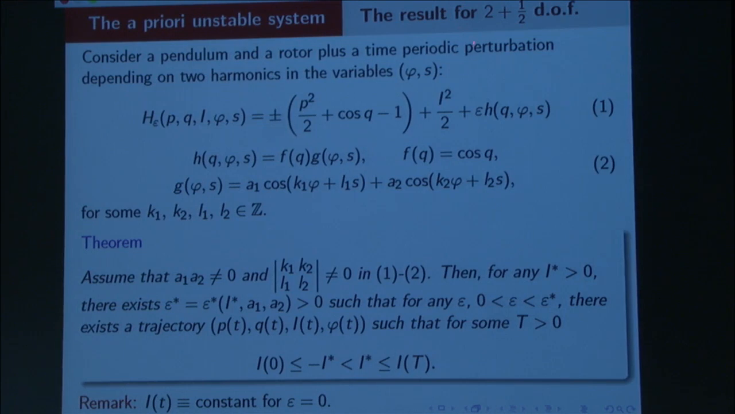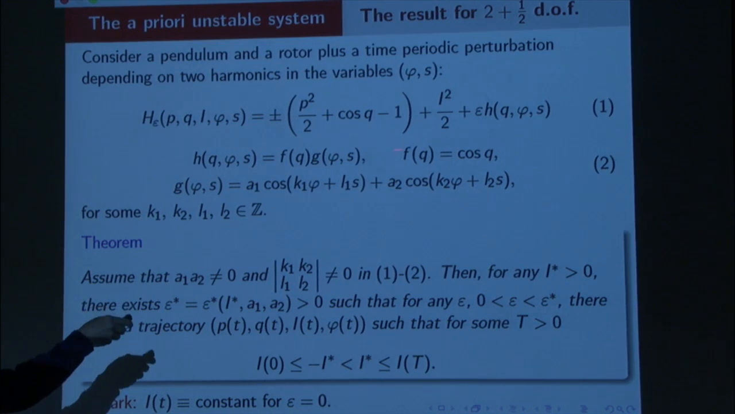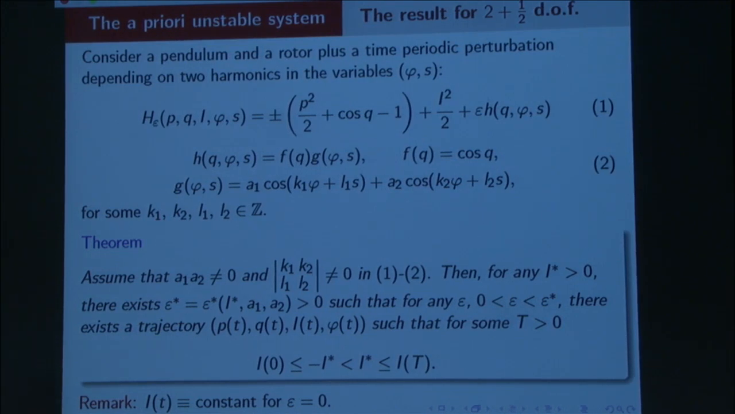I will speak about 2.5 degrees of freedom, 3.5 degrees of freedom, but I will be concentrating mainly on 2.5 degrees of freedom. So I am in what is called a priori unstable system, so I will recall this to all of you. This means I have a pendulum, a rotor, and some perturbation. This is pretty standard. This perturbation is not too complicated.